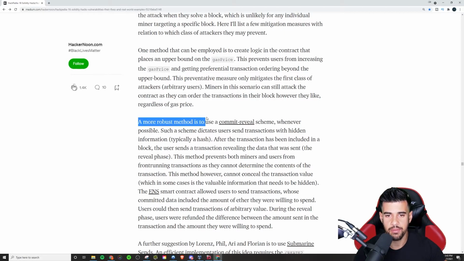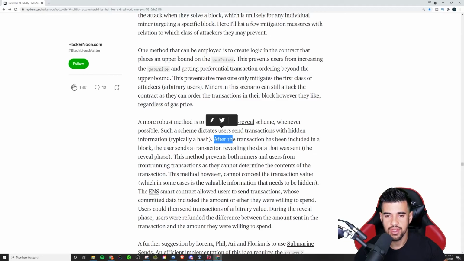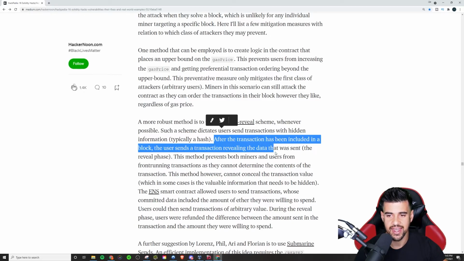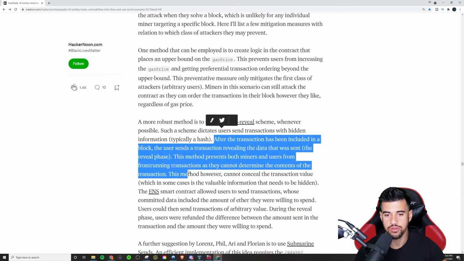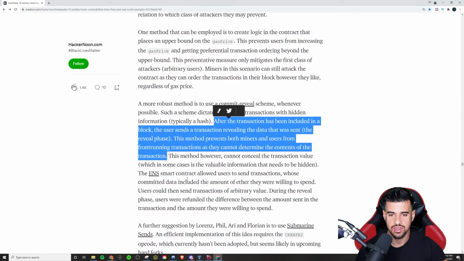But the better method, it sounds like, at least at the time of this article, is to use the commit reveal scheme whenever possible, right? So it dictates that users send transactions with hidden information, typically a hash, right? That's what hashing was initially. The purpose behind it was to verify the integrity, right? So after the transaction has been included in a block, the user sends a transaction revealing the data that was sent, the reveal phase, right? So this method prevents both miners and users from front-running transactions, as they cannot determine the contents of the transaction, right?